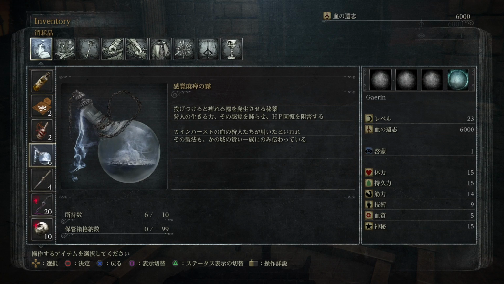Numbing Mist. Throw it to create a mist cloud that numbs a hunter's life essence and prevents restoration of HP. Said to be used by the blood hunters of Canehurst, its recipe is a secret closely guarded by the line of nobles inhabiting the castle.